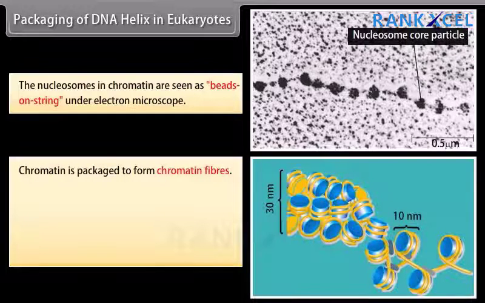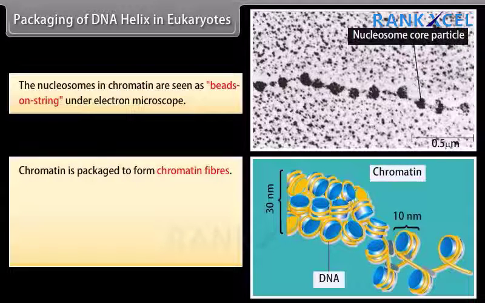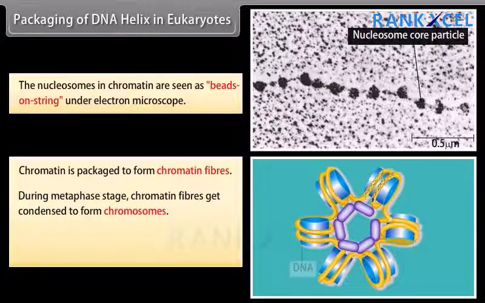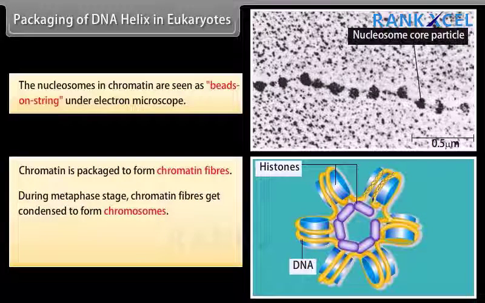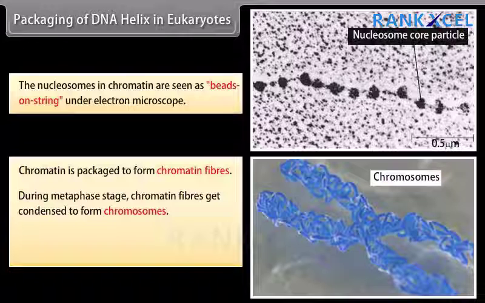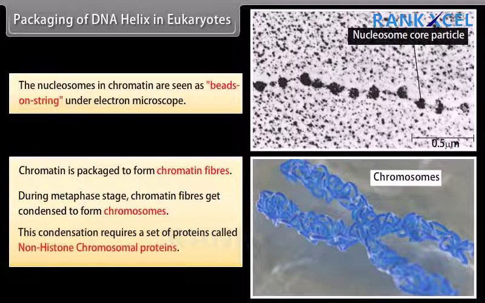Chromatin is packaged to form chromatin fibers. During the metaphase stage, chromatin fibers get condensed to form chromosomes. This condensation requires a set of proteins called non-histone chromosomal proteins.